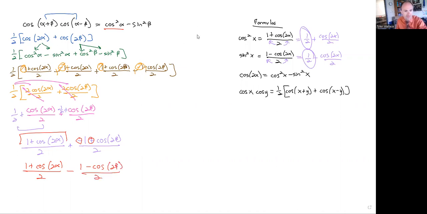And then we can finally celebrate: 1 plus cosine of 2 alpha over 2, that's the power reduction formula. That's cosine squared of alpha minus this one here, which is sine squared of beta. QED. It was ugly. It was a lot of work. This is probably the hardest problem in the entire set, but we did it.